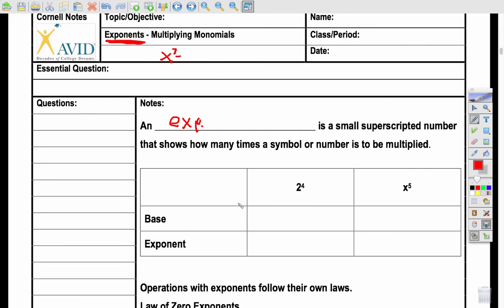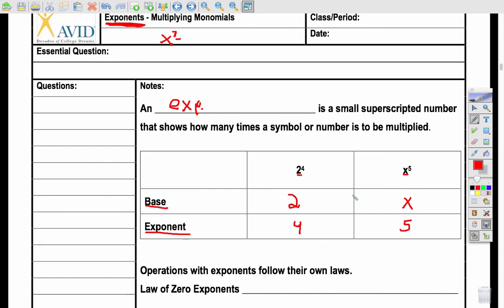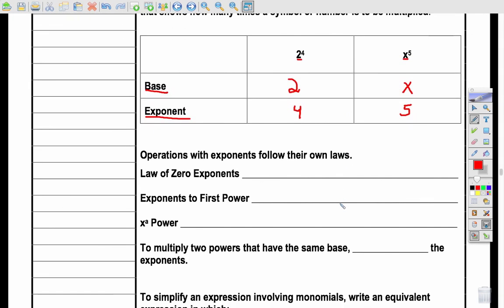Okay, when we do it with exponents, the base number, so the base, that's the big number. So in this case, the base is 2. In this one right here, what's the base? The base is x. The exponent, that's what we just talked about. The exponent in this one is 4. And in this one, the exponent is 5. Okay?